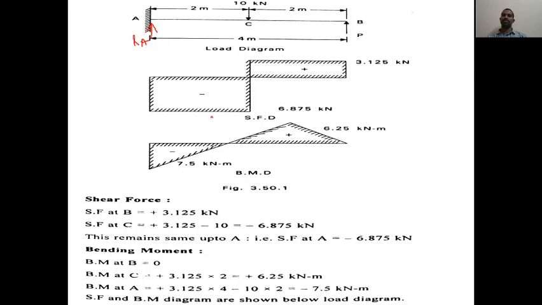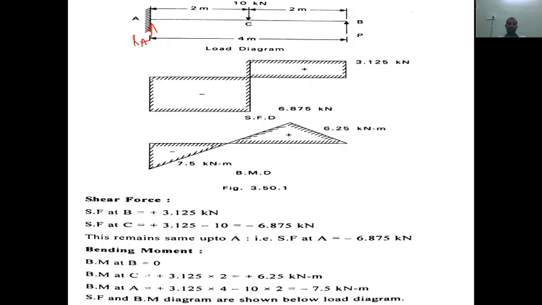RA is equal to 6.875 kilonewtons. Now the shear force diagram can be drawn by calculating shear force at various points. Shear force at B is simply the prop reaction, 3.125 kilonewtons, and shear force at A is simply this reaction component, 10 minus 3.125, that is 6.875 kilonewtons. So from these two calculations and from the pattern we can draw the shear force diagram.